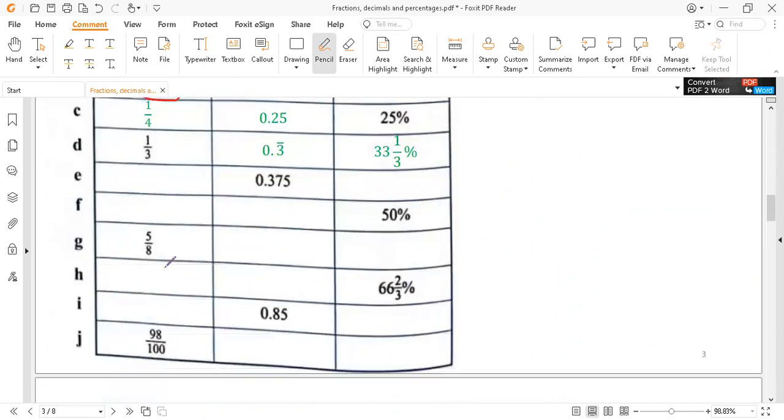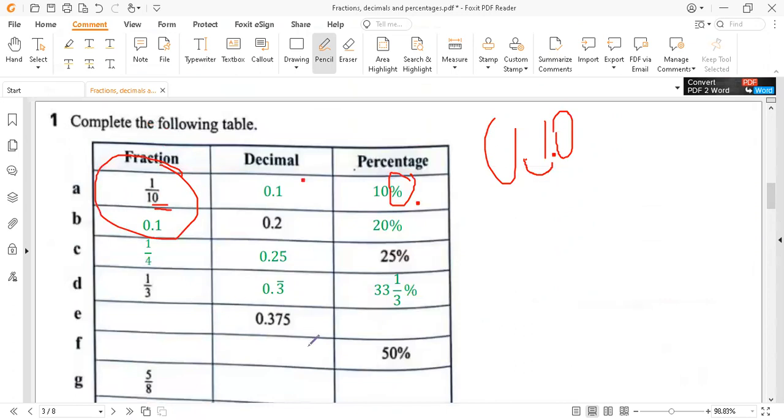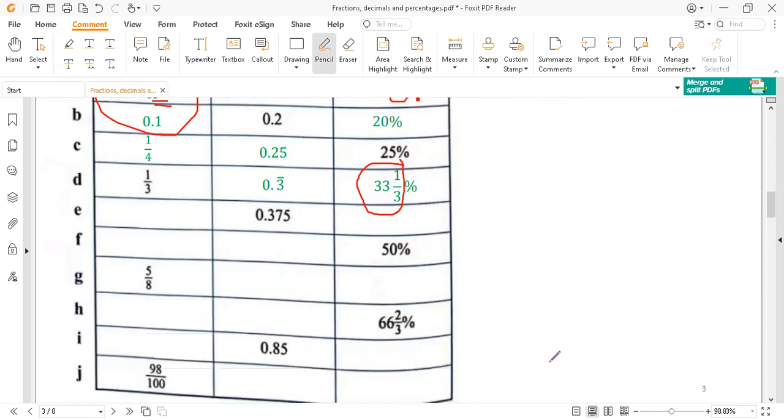And you can complete all these by yourself. And you should keep in mind, if we obtain an improper fraction, we use it as a mixed number, so 33 and 1 over 3%.